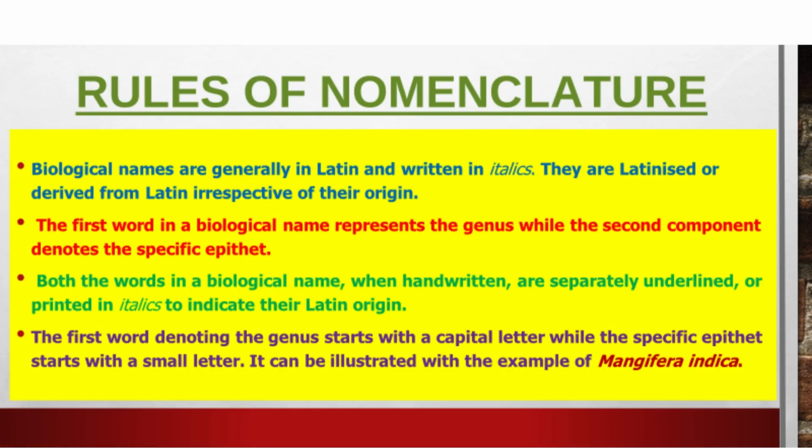Rules of nomenclature. Biological names are generally in Latin and written in italics. They are Latinized or derived from Latin irrespective of their origin. The first word in a biological name represents the genus, while the second component denotes the specific epithet. Both the words in a biological name, when handwritten, are separately underlined, or printed in italics to indicate their Latin origin. The first word denoting the genus starts with a capital letter, while the specific epithet starts with a small letter. It can be illustrated with the example of Mangifera indica.